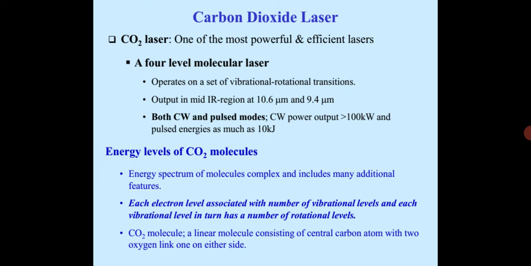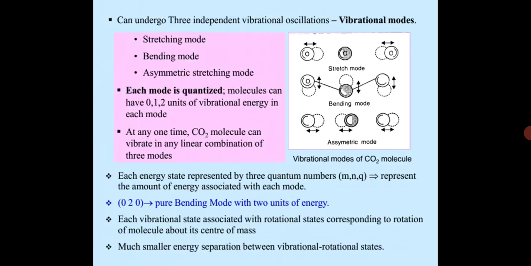So, energy levels of CO2 molecules. The energy spectrum of molecules is complex and includes many additional features. Each electronic level is associated with a number of vibrational levels. Each vibrational level, in turn, has a number of rotational levels. The CO2 molecule is a linear molecule consisting of a central carbon atom with 2 oxygen atoms linked, one on either side.